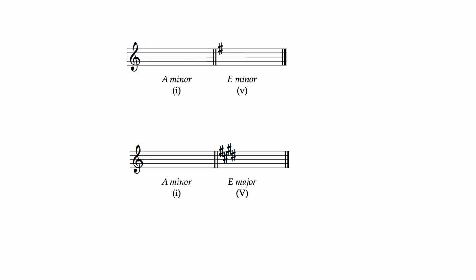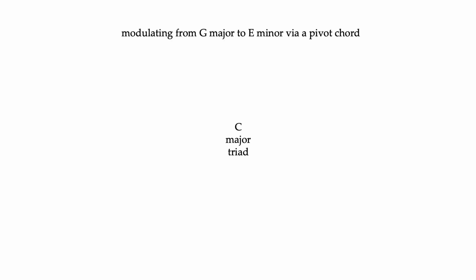As an example, say we're going to modulate from G major to E minor using a pivot chord. We know that G major and E minor are closely related. They're so closely related, we call them relative keys.